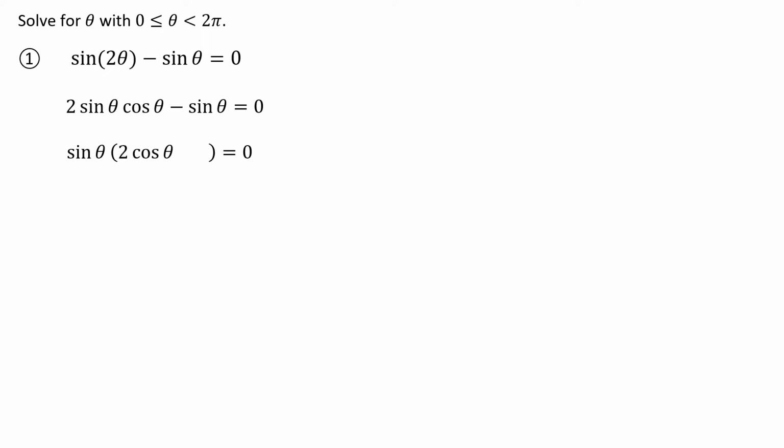That leaves me with a 2 cosine theta, a subtraction, and 1. Remember, if everything factored out, you're left with 1. Sine theta times 1 makes sine of theta. Set up your two equations. Either sine of theta equals 0, or 2 cosine of theta minus 1 equals 0. Of course, the equation with cosine, I can add 1 to each side and then divide by 2. And so either sine of theta is 0 or cosine of theta is 1/2.